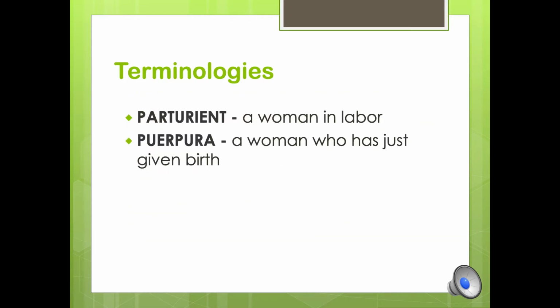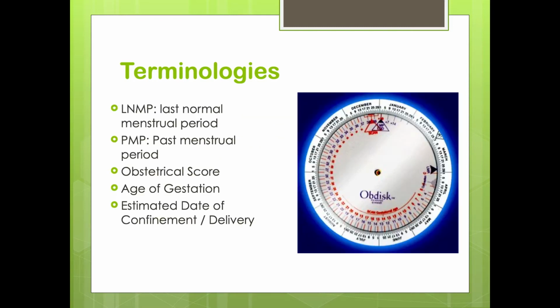A parturient is a woman in labor, and a puerpera is a woman who has just given birth. LNMP or LMP is the last normal menstrual period. PMP is the past menstrual period, meaning the menses preceding the LMP. And we have the obstetrical score, the age of gestation, and the estimated date of confinement or delivery. This is the EDC or the EDD.